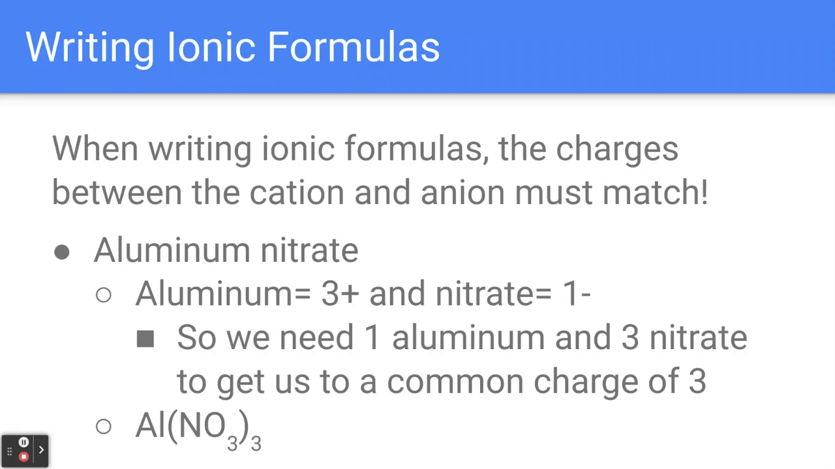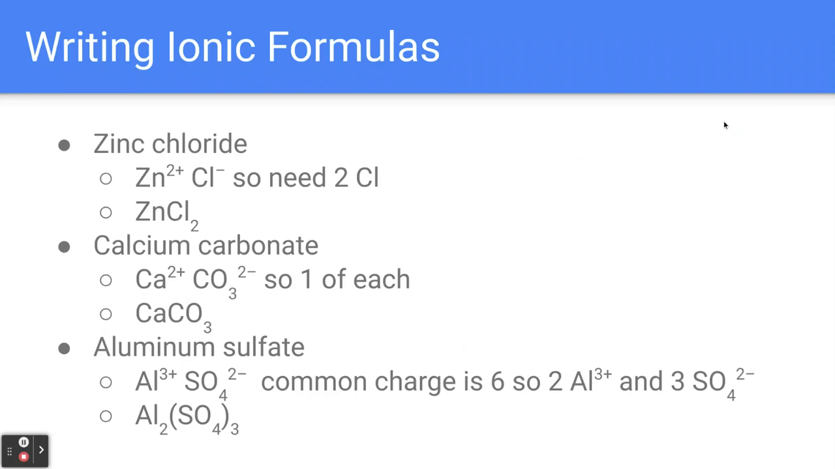Now, what do I mean by that? Well, you can't have a +3 charge and just a -1. That doesn't get us to 0. We're always trying to get to a charge of 0. So if we wanted to bond aluminum and nitrate, we know that aluminum has a +3 charge and our nitrate has a -1 charge. So because of that, we're going to need 3 nitrates and 1 aluminum. And so to write that out, we're going to just write aluminum and then we put parentheses around nitrate with a 3.